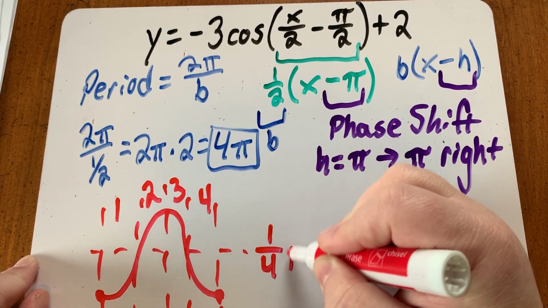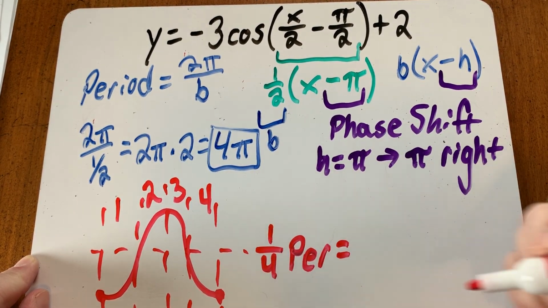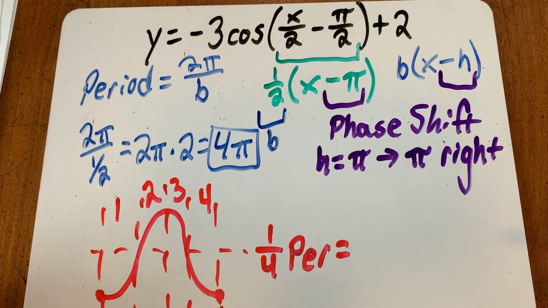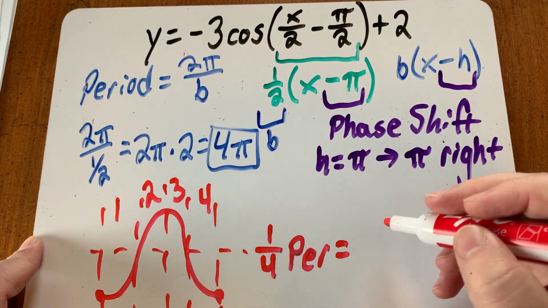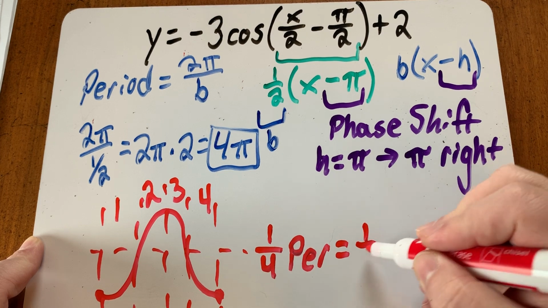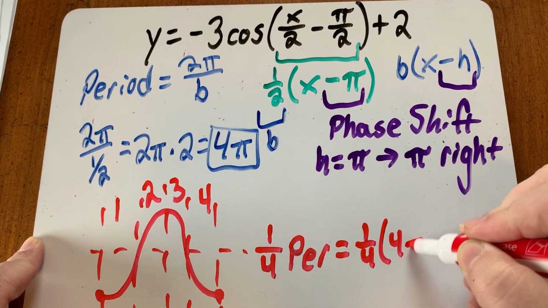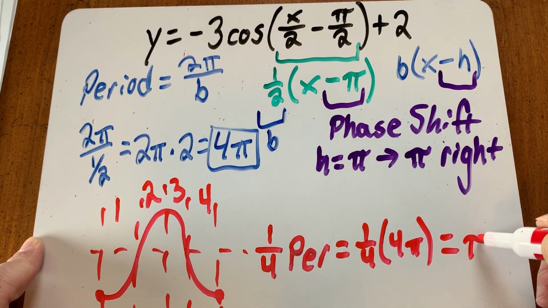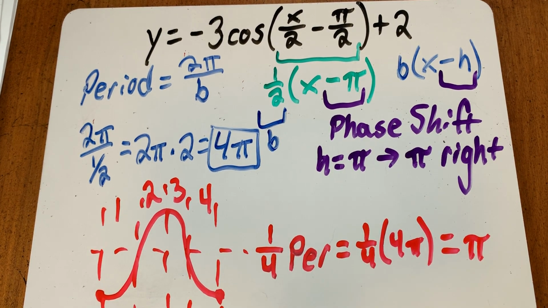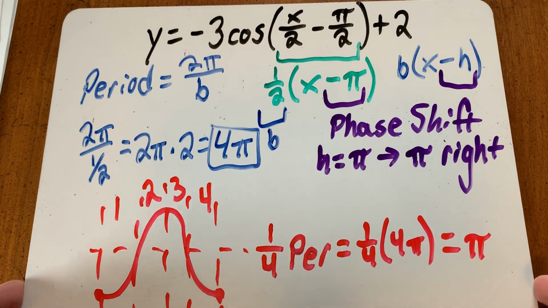So a quarter of a period is an important value to know. That tells you how often you're going to hit one of these critical points, whether you're at the maximum, the axis, the minimum, or the axis again. So a quarter of a period is 1/4 of 4 pi, which is just pi. So I'm going to compile all the information that we have.